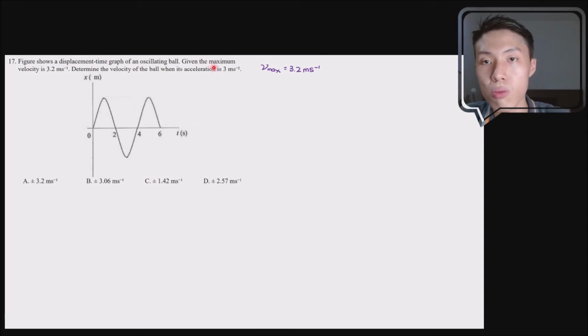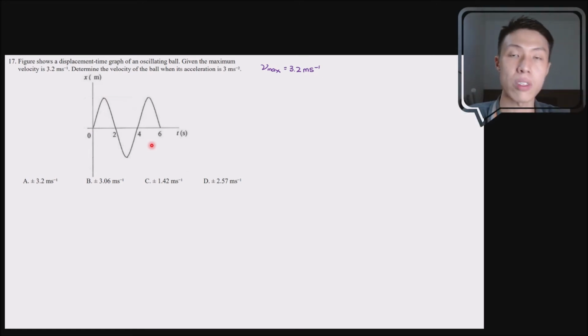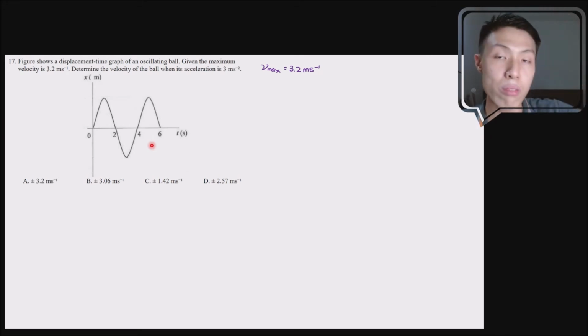In the question, they also mentioned that the acceleration is 3 meter per second square, but you might think of it as information being given, when actually you should think of it as part of the question, because the acceleration of the ball undergoing simple harmonic motion changes with time. The acceleration goes from 0 to maximum, to 0, to the maximum in the negative direction, then 0 to the maximum in the positive direction. It keeps changing, but at a certain moment, at a certain position, your acceleration will be 3 meter per second square.